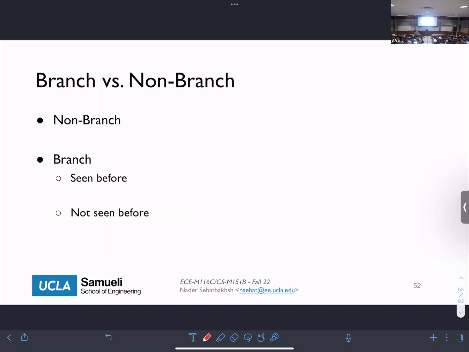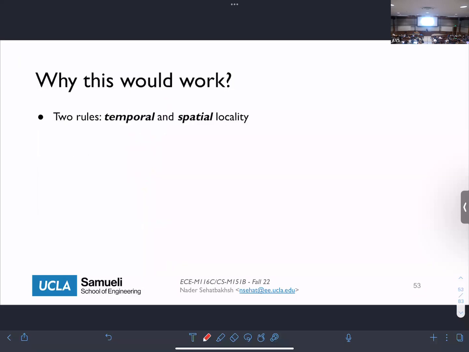And then the nice thing about this is that nothing bad happens for non-branch instructions. Why? Because there will never be a scenario where the PC of a non-branch goes into our BTB, because remember, we only put branches that are taken. So our non-branches are good. Our seen-before branches are also good. And the only problem is branches not seen before, right? So we cover a lot of different scenarios in this system.